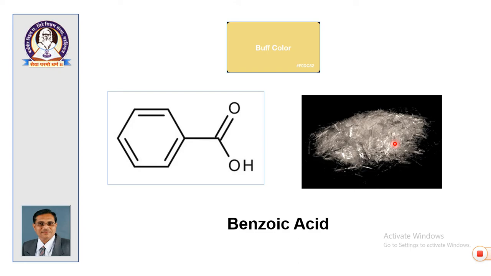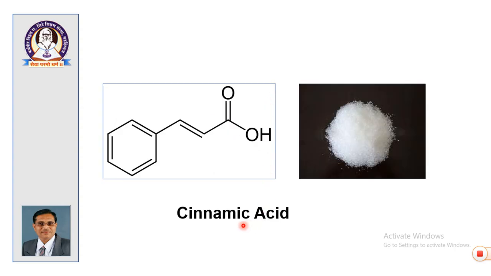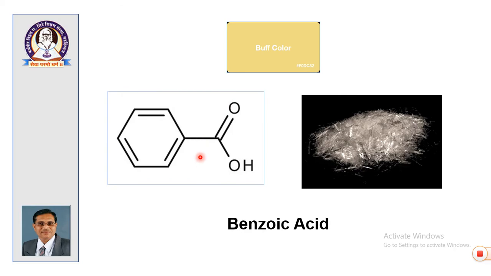Then what are the possible acids? This is benzoic acid. In pure form it appears like this. This is the structure. Buff color is like this. Then this is cinnamic acid. The difference is benzoic acid is an aromatic acid.